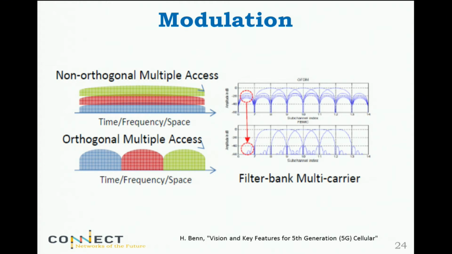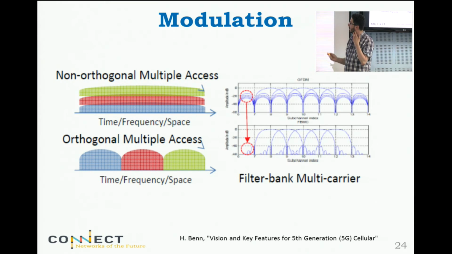So you do have different ways to do modulation. We are trying to basically get rid of high out-of-band emission due to the characteristics of OFDM. For example, with filter bank, you can get much lower out-of-band emission, which is good for sharing the spectrum in a certain confined scenario.